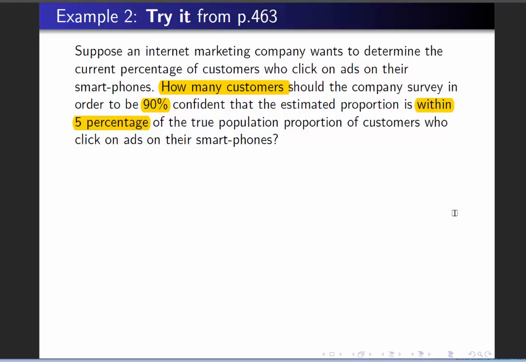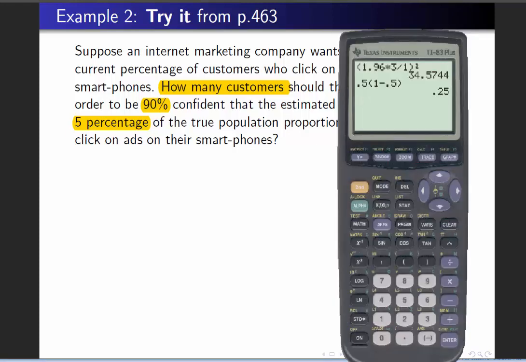Okay, how many? That tells me that I'm going to be using one of the formulas from the previous slide. 90% confidence level, so z of alpha over 2 is known. It's 1.645. And then 5%, that's your margin of error. I don't have p hat, which means my p hat is 1/2, so my number here is 0.25.